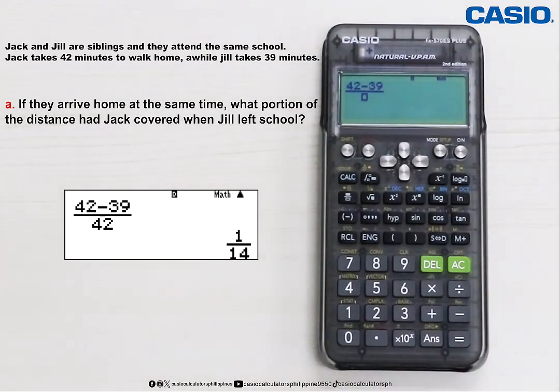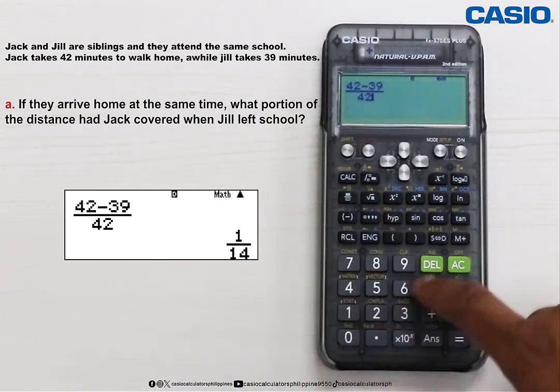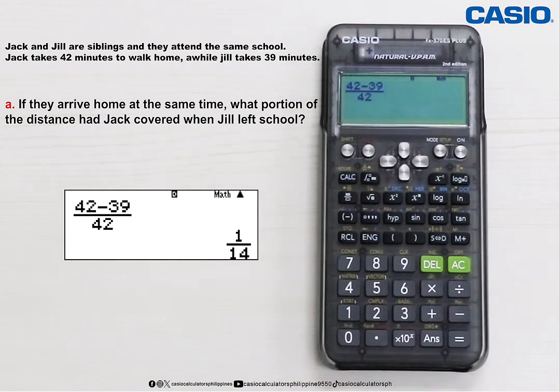And within that 3 minutes, we need to find the portion of the total amount of time. Since the 42 minutes covers the whole distance, we can use it to portray the total portion of the distance covered when Jack already started walking home, and that is 1/14 of the total distance.